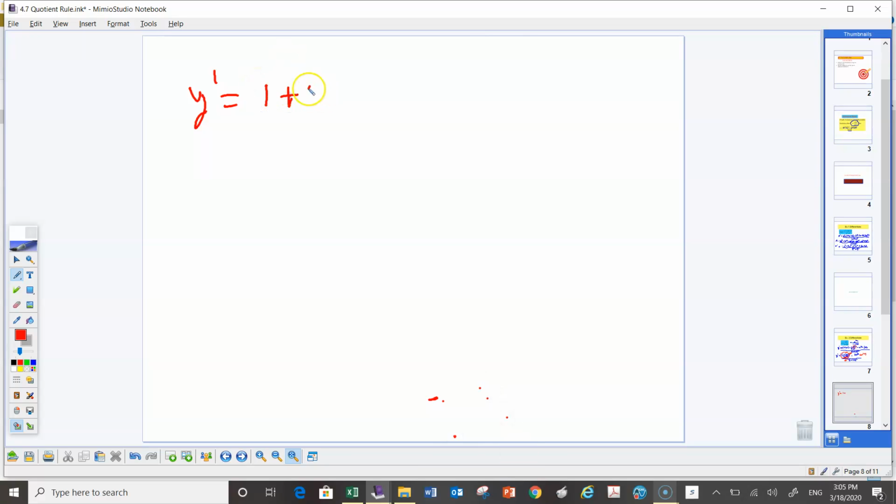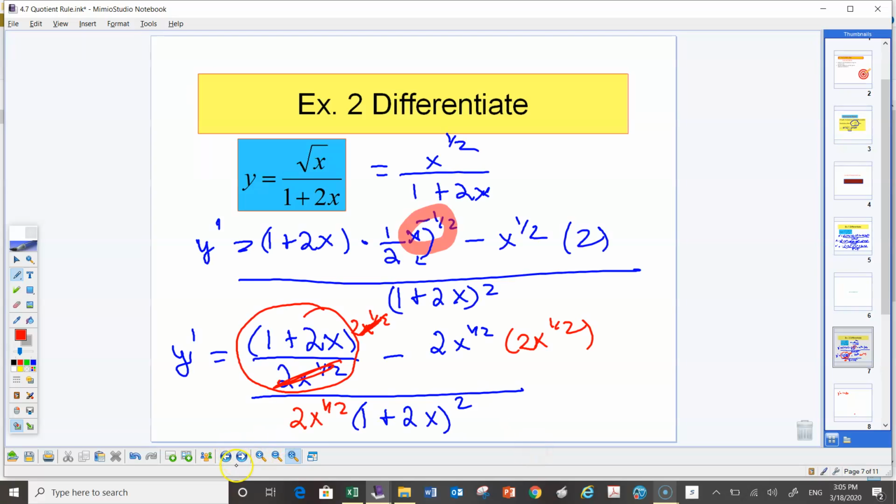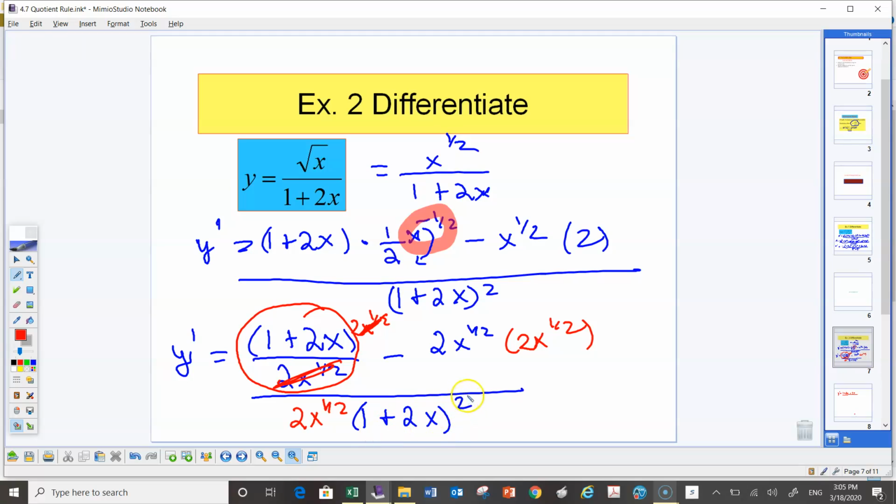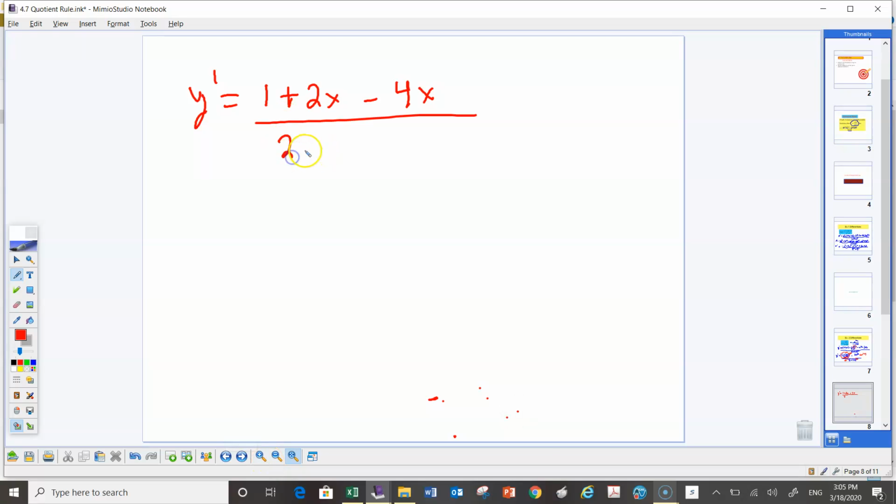So 1 plus 2x. Here I have a negative 2 times a 2, which is going to give me a negative 4, and x to the 1/2 times x to the 1/2 is just going to give me x. And on the bottom, I can't distribute that into my binomial because of my exponent, so I just write it as is. So it's going to be 2x to the 1/2 times 1 plus 2x all squared. And my last step is I collect like terms in the numerator.